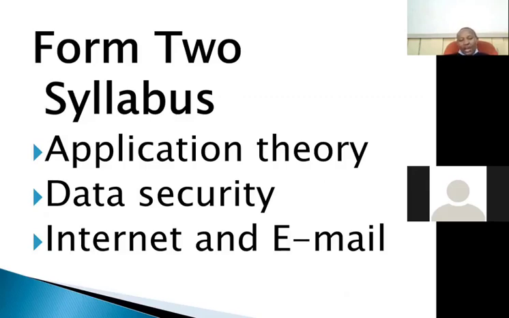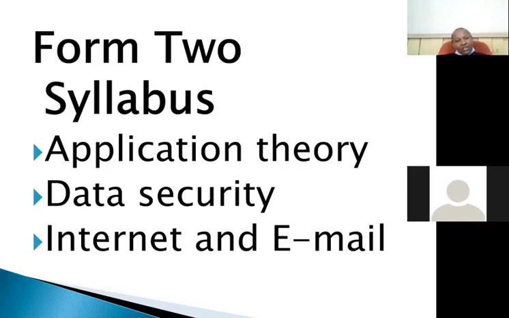the introduction and advantages, the formatting, which encompasses text formatting, paragraph formatting, and page formatting. All that you need to understand as a candidate. Again, issues to do with mail merge, inserting graphics, where you also need to understand the theory, and issues to do with printing.